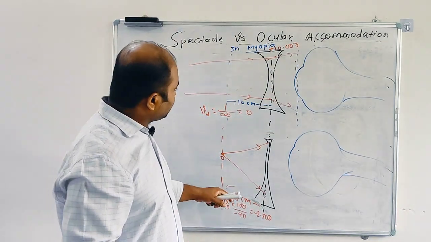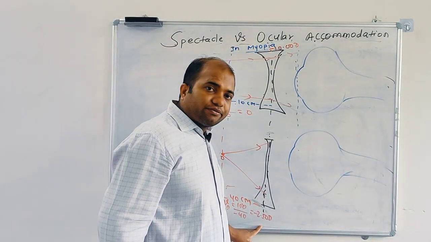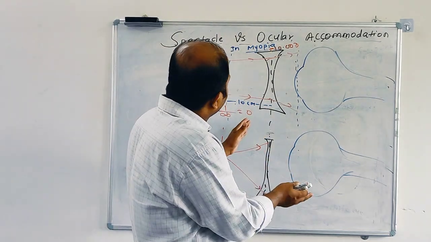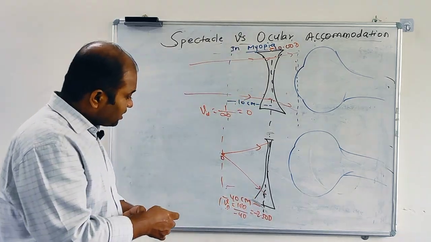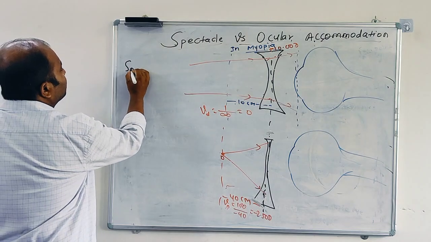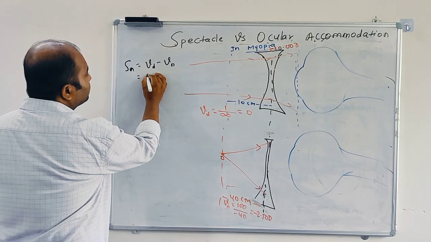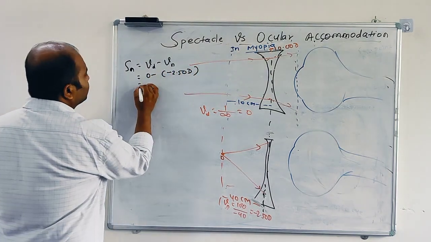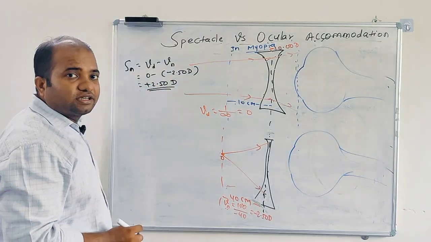That means for spectacle accommodation there is a change of -2.5 diopter, right? From 0 to minus 2.5, light will diverge. So the accommodation they will do is 2.5 because the change is minus 2.5. So spectacle accommodation equals Vd minus Vn. How much is it? 0 minus (-2.5) diopter. So you will get plus 2.5 diopter accommodation. But this is a similar purpose.